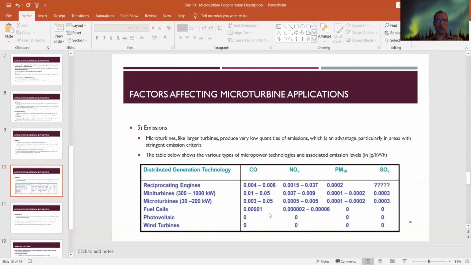Fifth factor is the emissions. Like the larger turbines, they produce very low quantities of emissions, obviously an advantage, particularly in areas with stringent emission criteria. The table down here shows a comparison of microturbines to reciprocating engines and more renewable sources such as photovoltaic solar power and wind turbines. You can see that microturbines are fairly similar to or better than reciprocating engines in a lot of cases. So that's obviously an advantage.